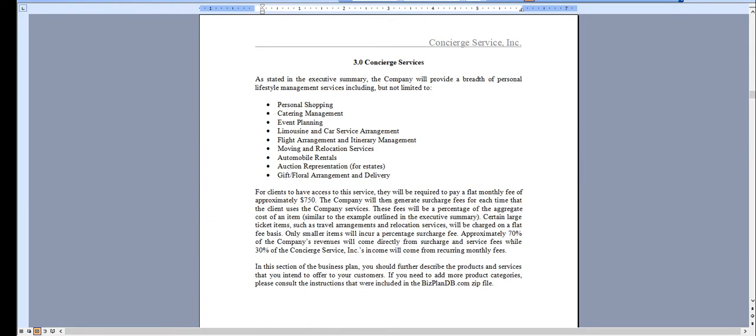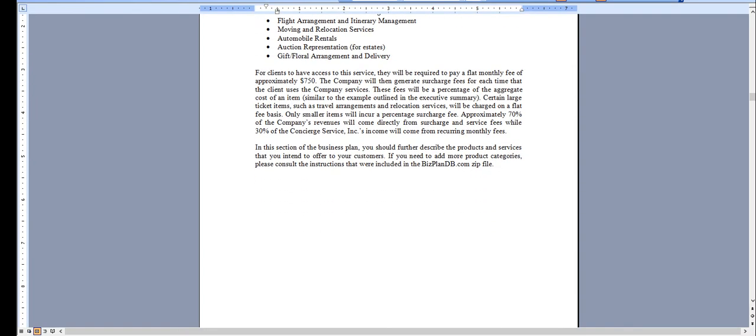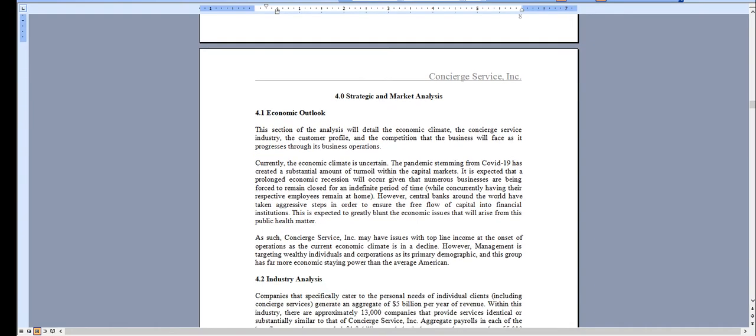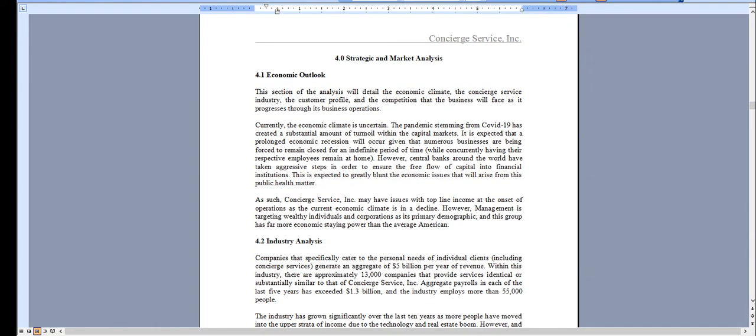Chapter 3 is an outlining of the concierge services you'll be providing: personal shopping, catering management, event planning. Again, this is a Word document, so if any of these things you're not doing, you can just adjust appropriately. The market analysis, which is updated for this year and discusses COVID-19.